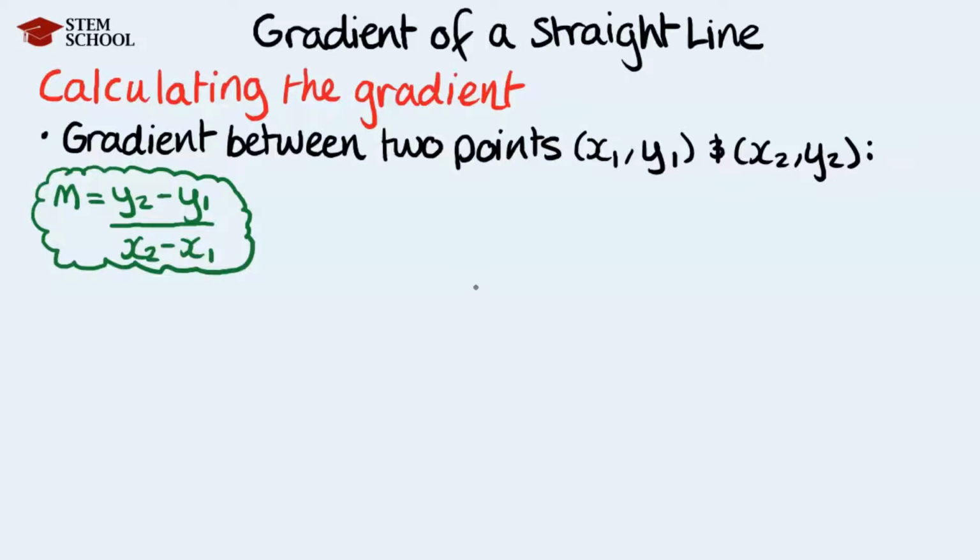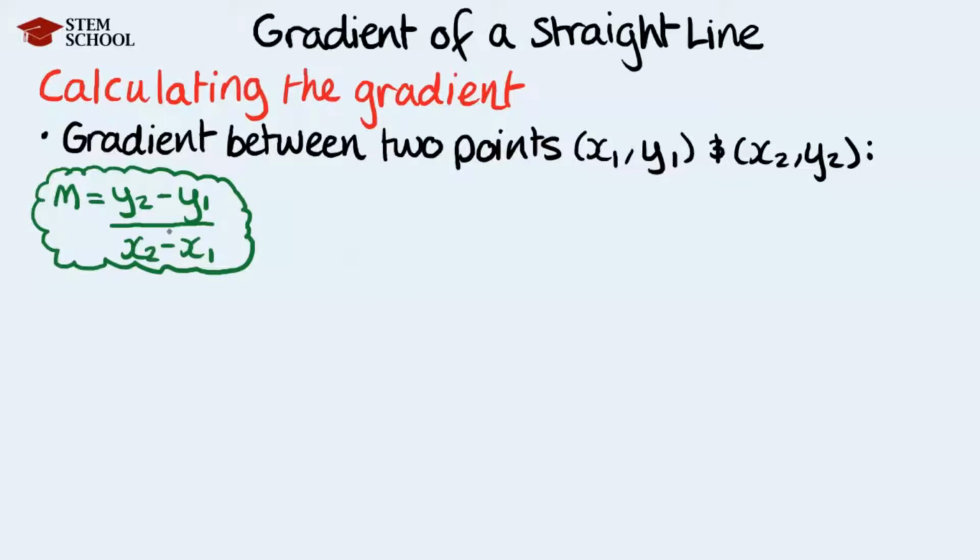So how do we actually calculate the gradient of a straight line then? Well, if you're asked to calculate the gradient of a straight line, what you need to know is 2 points on that line. And once you know 2 points on that line, then we can use this magic formula. So this is m, which is the gradient. So m is equal to y2 minus y1 all over x2 minus x1. This is the formula you need to remember.